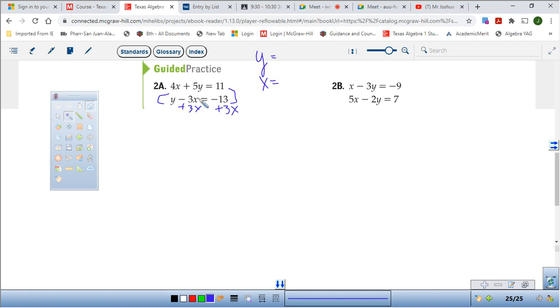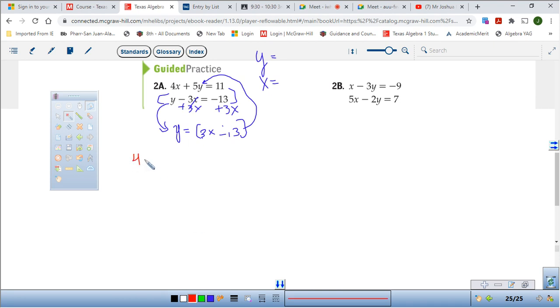So now I'm going to have this side canceled out. Y is equal to 3x, my gosh, minus 13. So this one is really this one. These two are the same. So I'm going to go ahead and plug that into the first one, right there in the y.